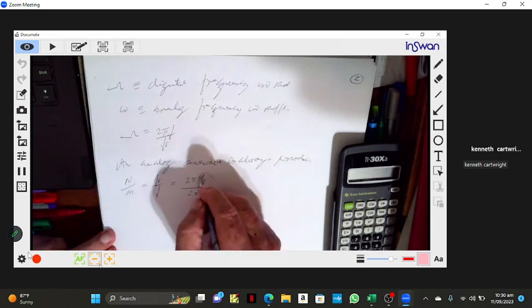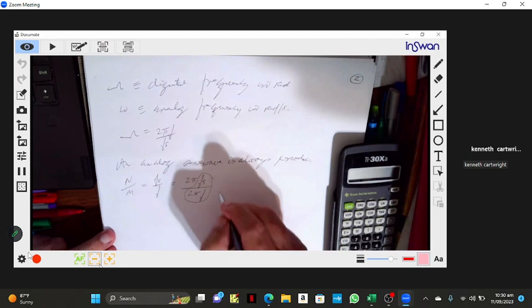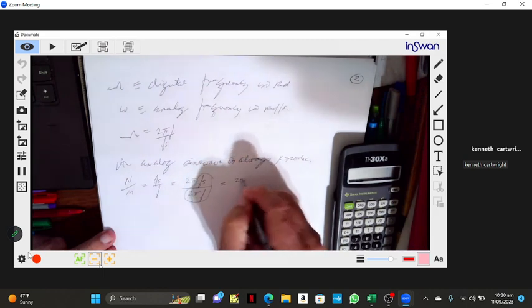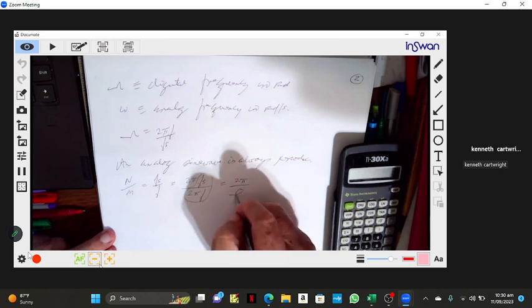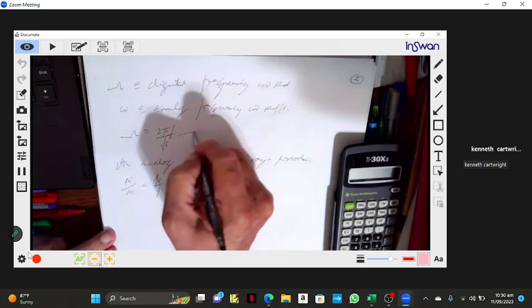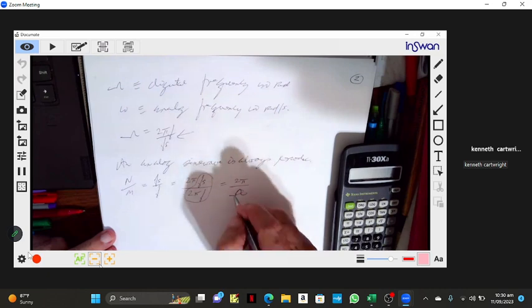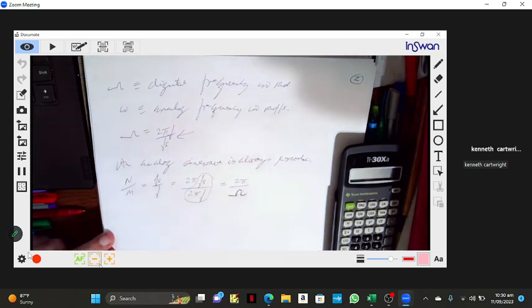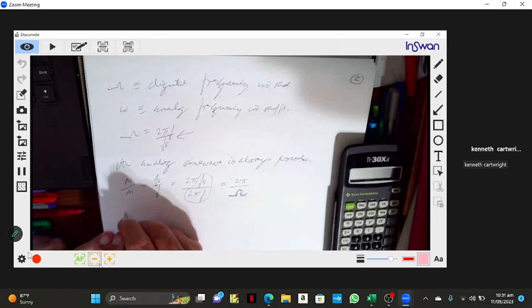And we recognize this as 1 over omega. So a digital sine wave is periodic if it can be written as N over M, an integer divided by an integer.